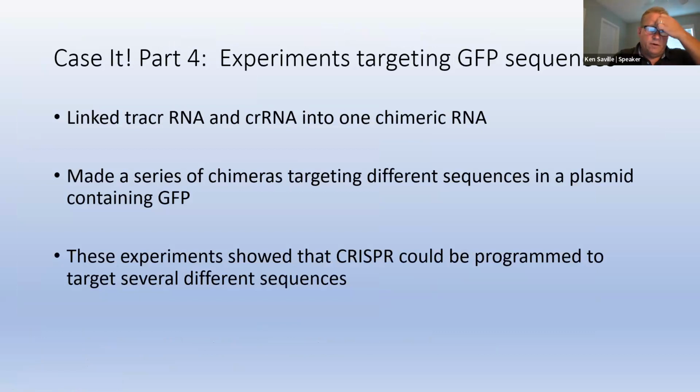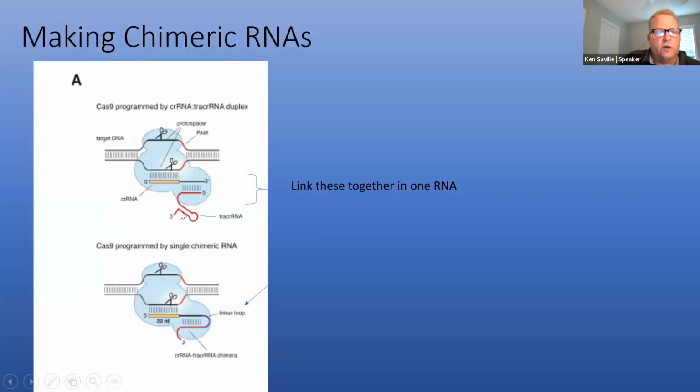The second experiment is where they used a chimeric RNA. They put two RNAs together, and then they targeted different regions of the GFP gene. And so this is just to show what they mean by chimeric. Here up in this top figure, there are the two RNAs that they need, and they literally just linked them together. They just expressed them as one RNA and showed that worked. And so now that's what everybody uses as a guide RNA.